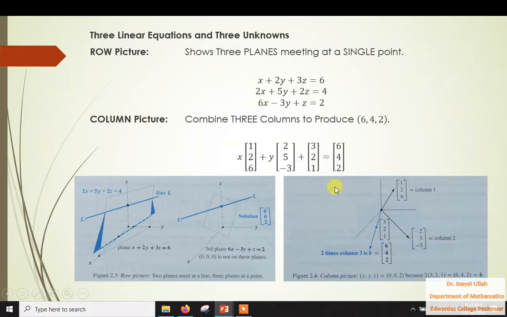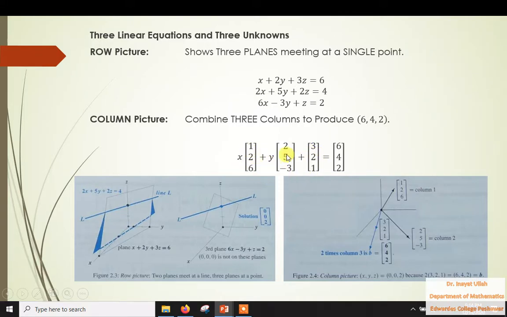You see here, if you multiply 2 with this vector, 2 times 3 is 6, 2 times 2 is 4, 2 times 1 is 2. So 2 times this vector is actually this vector. It will increase the length of this vector. Anyways, so column picture: x y z, you see here, if we solve these three equations, we will get x equal to 0, y equal to 0, z equal to 2. So x equal to 0, y equal to 0, z equal to 2 is the column picture of these three vectors.